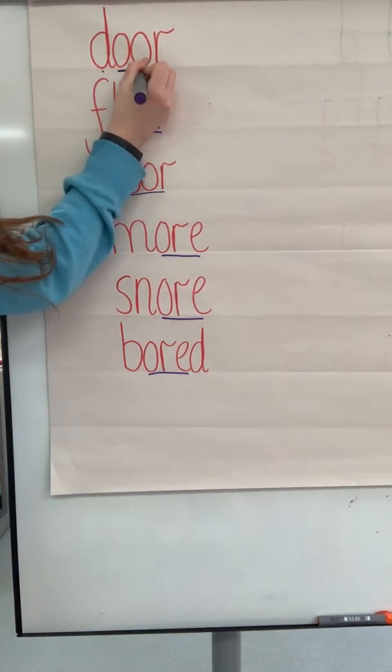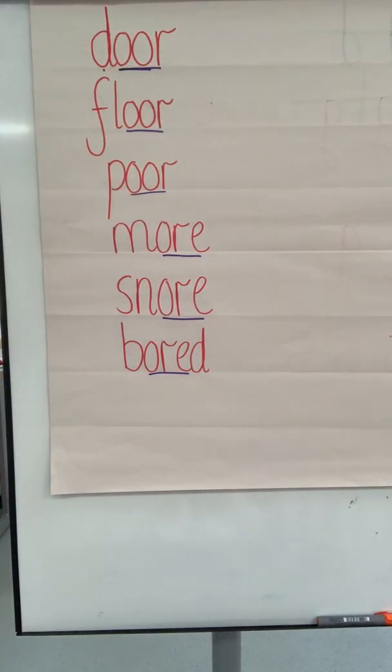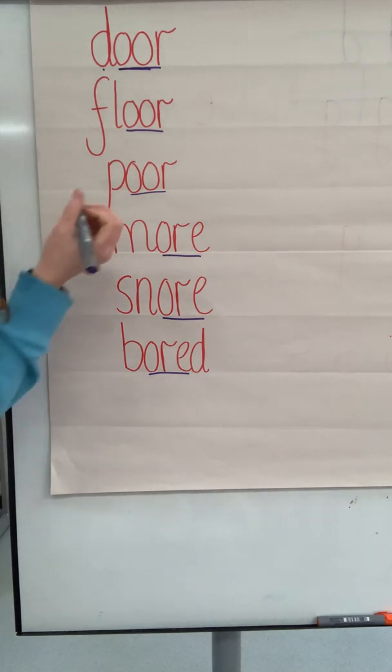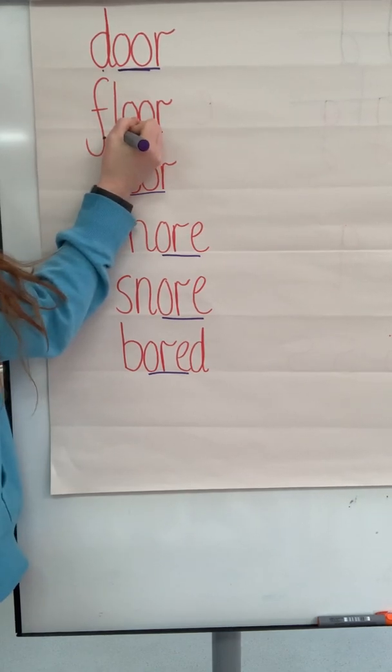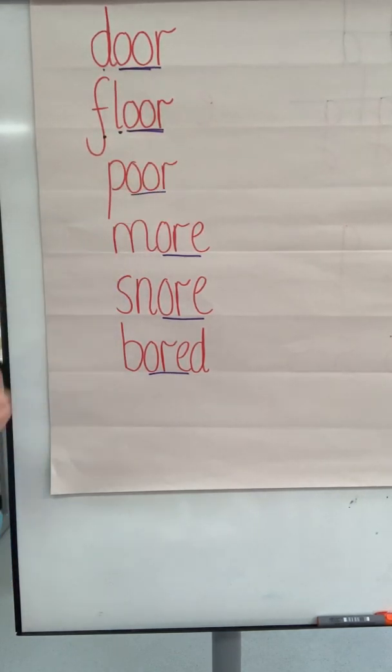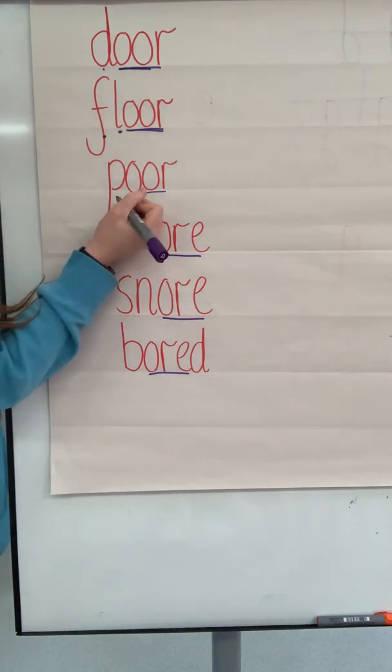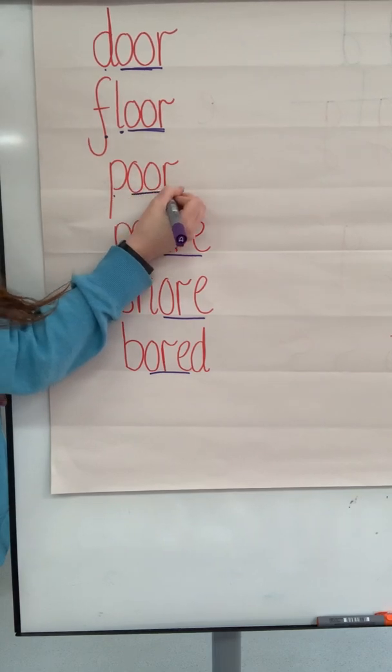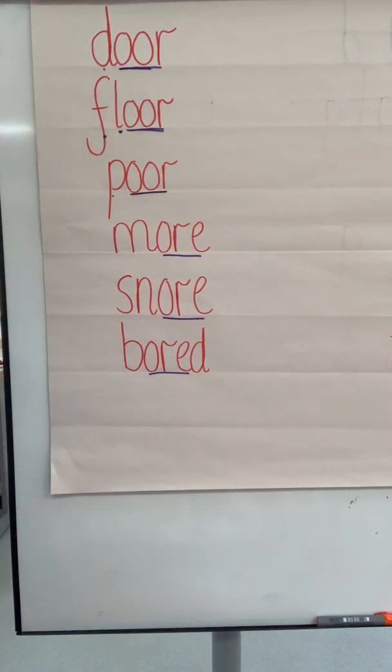D, or, d, or, d, or, door. As in I need to open the door to get through to it. Next one. F, oo, or, floor. I need to mop the floor. Next one. P, or, poor. As in Cinderella was very poor because she didn't have much money.